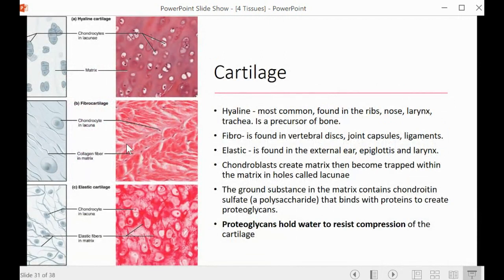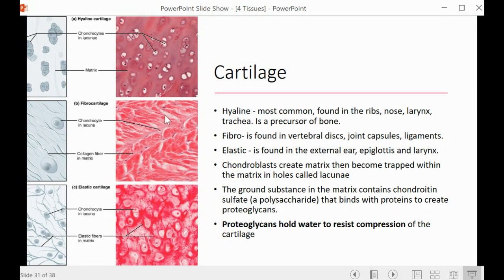And here we are to cartilage. There's different types of cartilage: hyaline cartilage, fibrocartilage, and elastic cartilage. Hyaline cartilage is the most common one, and it is actually the precursor of bone, meaning that it's going to come before bone. We lay down some hyaline cartilage, and then we lay down bone on top of it. It's the most common. This is what we find in our ribs, our nose, our larynx, and our trachea.